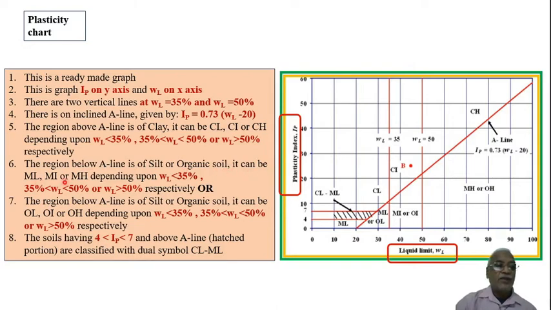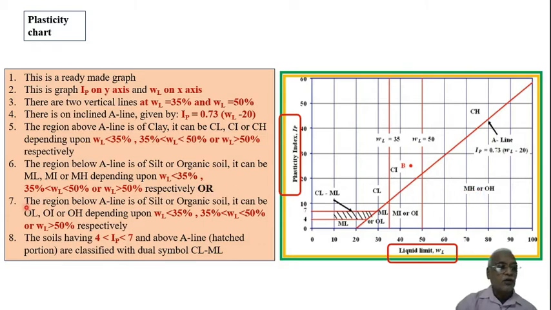It can be ML, MI, MH. The same explanation: L stands for low compressibility, I stands for intermediate compressibility, H stands for high compressibility, and M is for silt. So depending upon whether WL is less than 35 or WL is between 35 and 50, you can know these two vertical lines. And then beyond this, in this region it is ML, silt with low compressibility. In this region it is MI, silt with intermediate compressibility. In this region it is MH, that is silt with high compressibility.